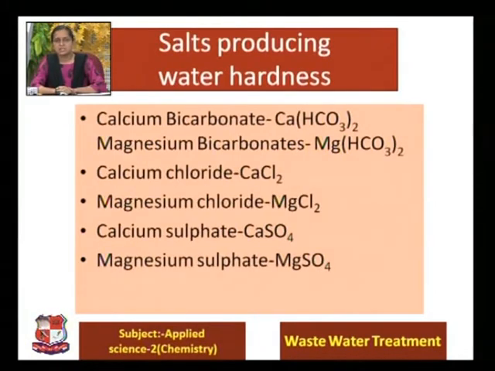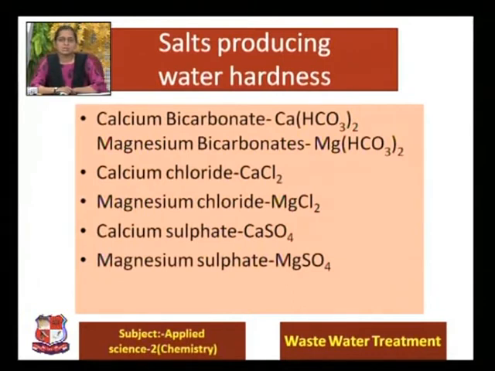Now what are the salts? Let us try to classify the total hardness based on salts, and we have also given the chemical formula for all the salts. We have calcium bicarbonate, indicated as Ca(HCO3)2. Magnesium bicarbonate, indicated as Mg(HCO3)2. Then we have calcium chloride, given as CaCl2. Then magnesium chloride, given as MgCl2. We have calcium sulfate, given as CaSO4. Then we have magnesium sulfate, given as MgSO4.